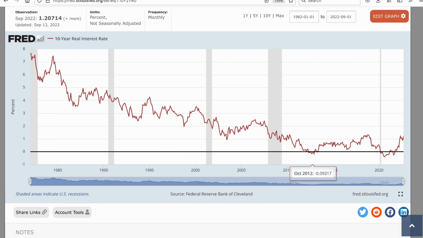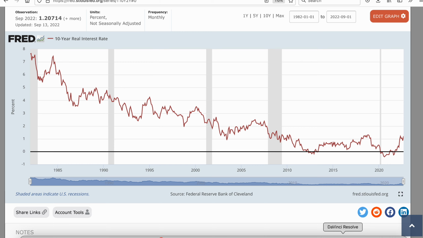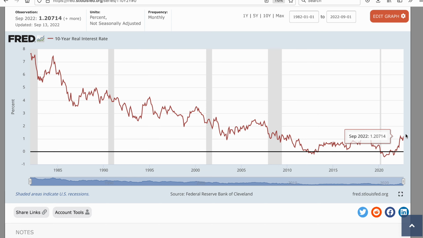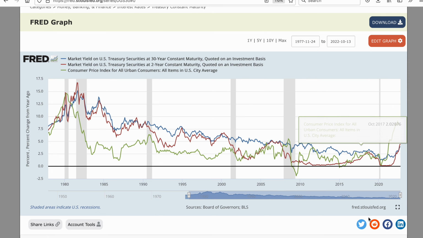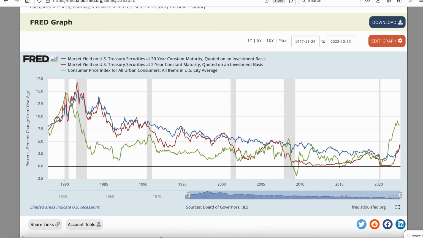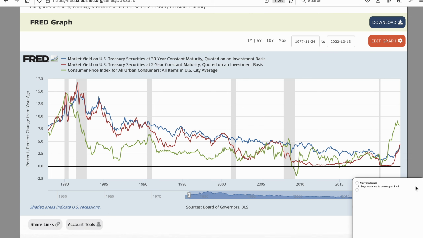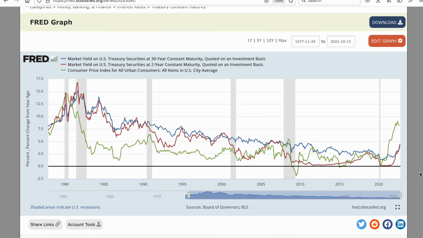So you might be thinking, why does the Fed need to still raise rates? It's because if you're looking at this alone, it looks good. But here's the problem. You got to compare the real interest rate with the Consumer Price Index and with the 30-year constant maturity and the 2-year constant maturity. In other words, you need to compare the real interest rates with other rates.